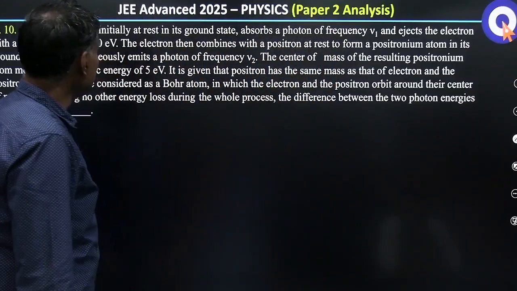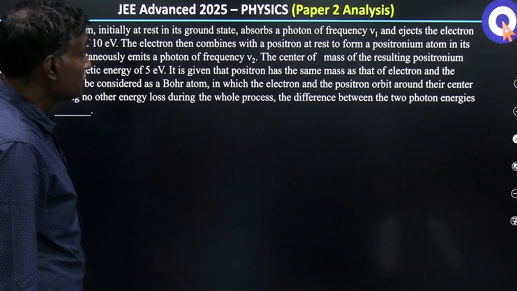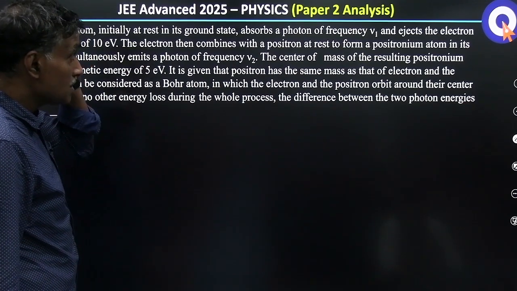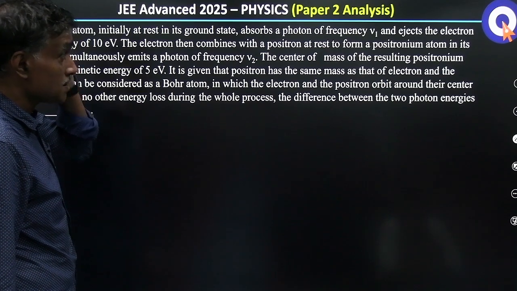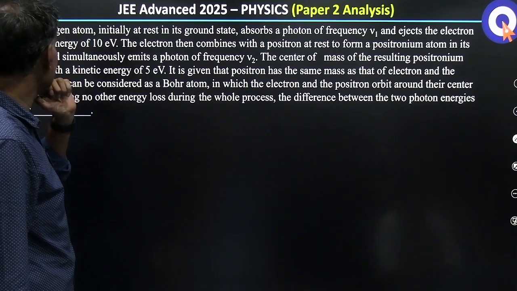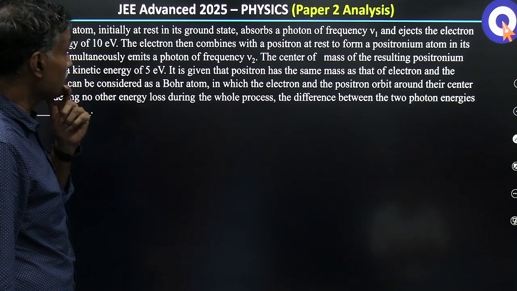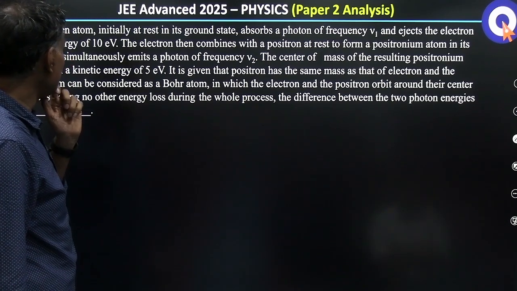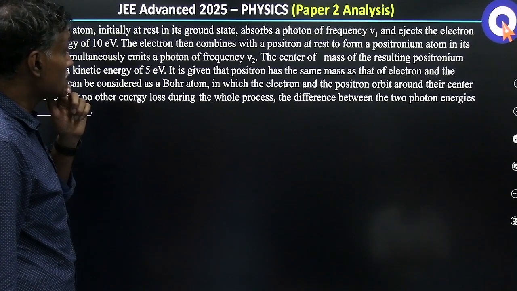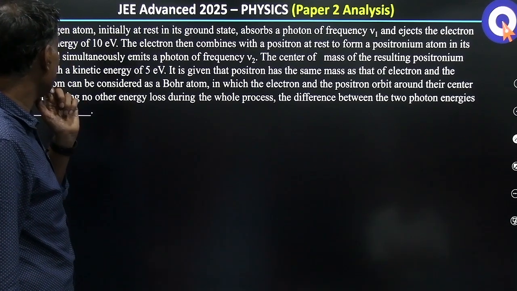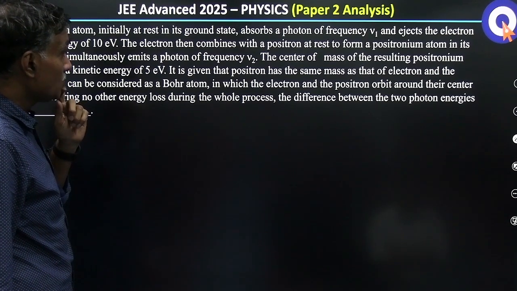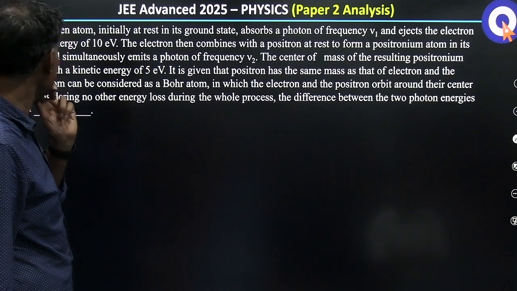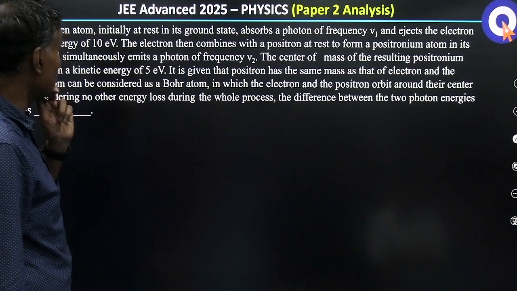Now a hydrogen atom initially at rest in its ground state absorbs a photon of frequency nu1 and ejects the electron with a kinetic energy of 10 electron volt. The electron then combines with a positron at rest to form a positronium atom in its ground state and simultaneously emits a photon of frequency nu2. The center of mass of the resulting positronium atom moves with a kinetic energy of 5 electron volt. It is given that positron has the same mass as that of electron, considered as a Bohr atom in which the electron and positron orbit around the center of mass. Considering no energy loss during the whole process, the difference between the photon frequencies, okay, photon energies.